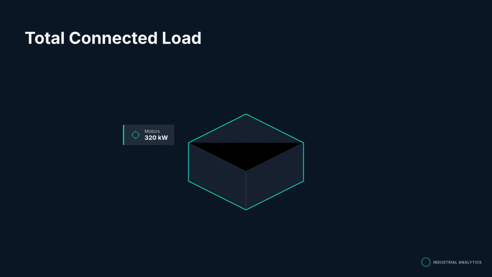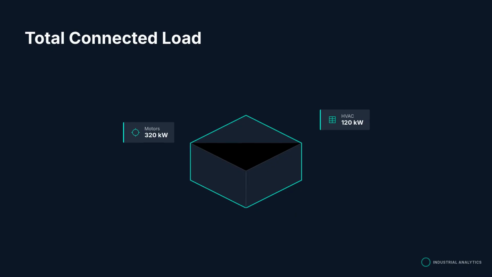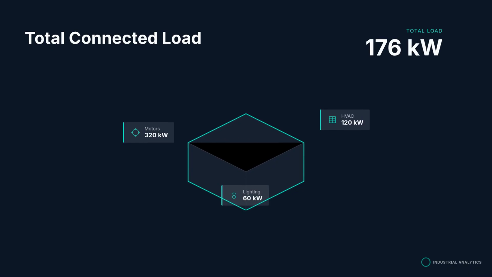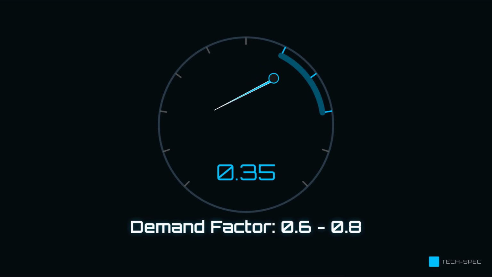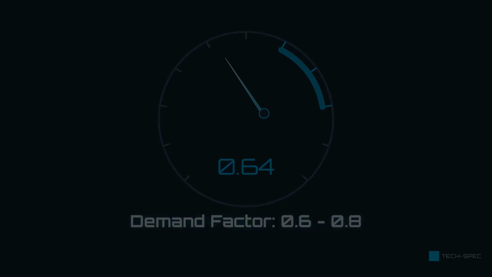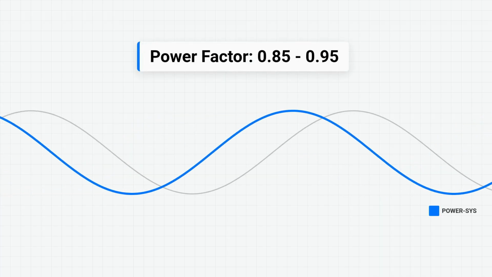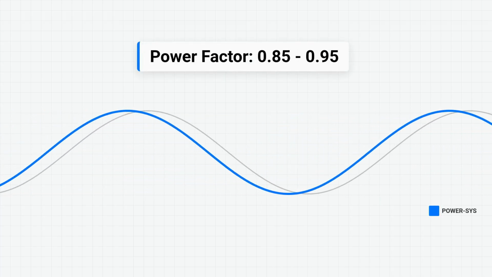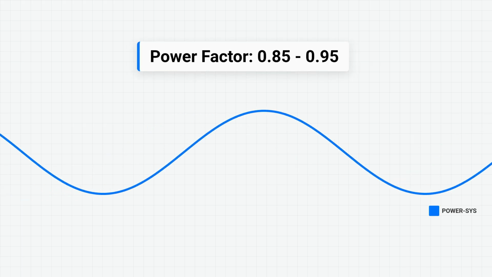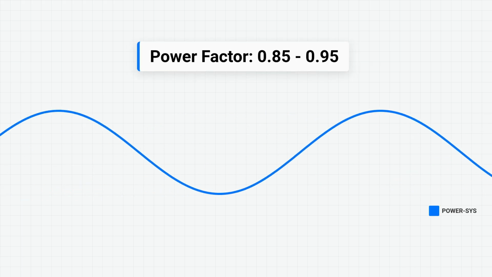First, total connected load in kilowatts represents the sum of all equipment nameplate ratings in your facility. For a small manufacturing plant, this might be 500 kilowatts. Next, demand factor is the ratio of maximum demand to connected load, typically ranging from 0.6 to 0.8 for industrial facilities. Power factor indicates how efficiently your load uses power, usually between 0.85 and 0.95 for modern installations.